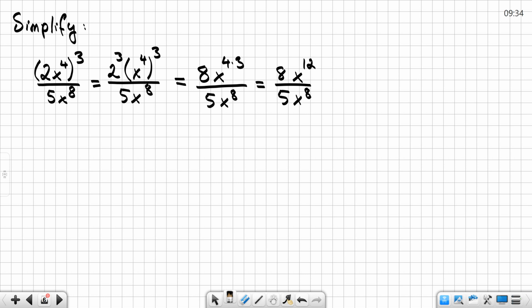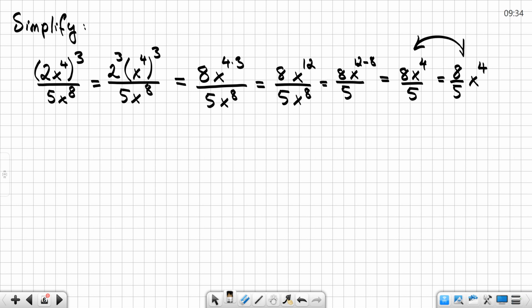Now I see that my base x is showing up twice, and I am having that this is 8 over 5 times x to the, well, top minus bottom, 12 minus 8. And that would be 8x to the fourth all over 5. I could write this also in this way. It doesn't matter for the homework assignment, just so that you get used to this idea. 8/5 times x to the fourth. These two expressions right here are the same.